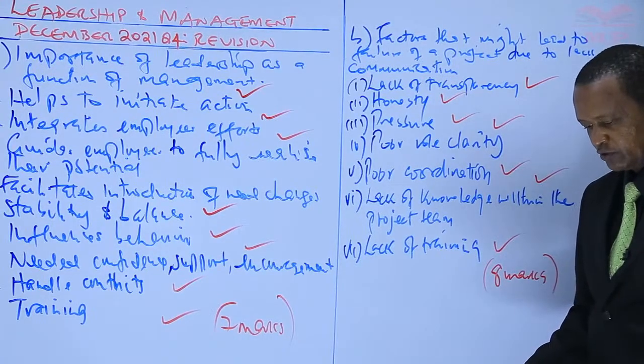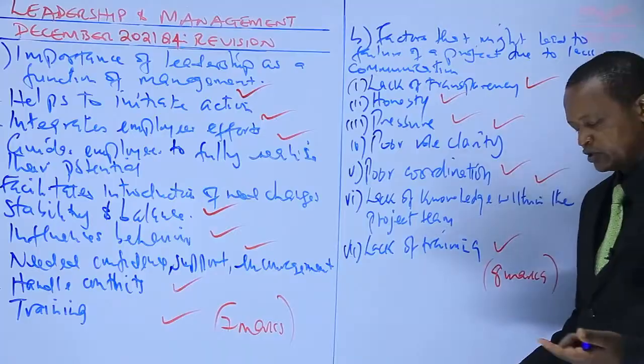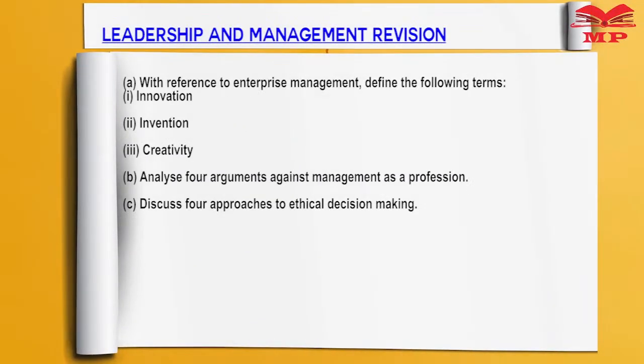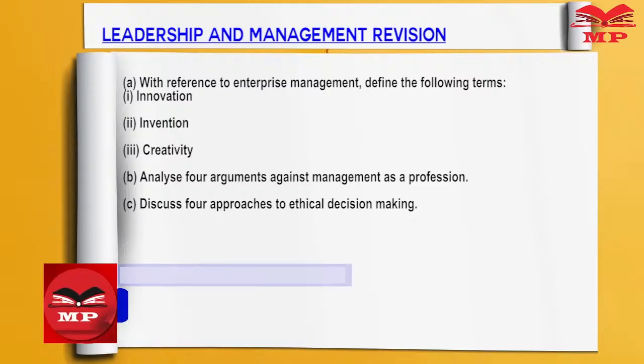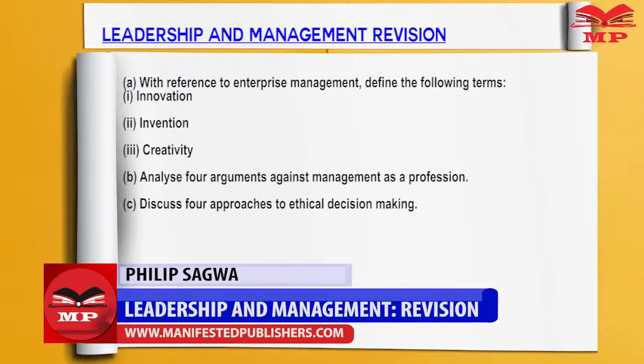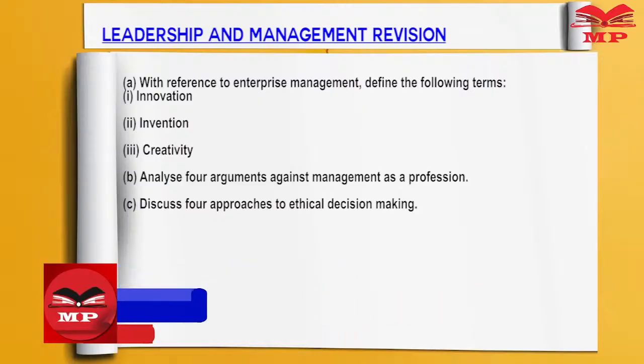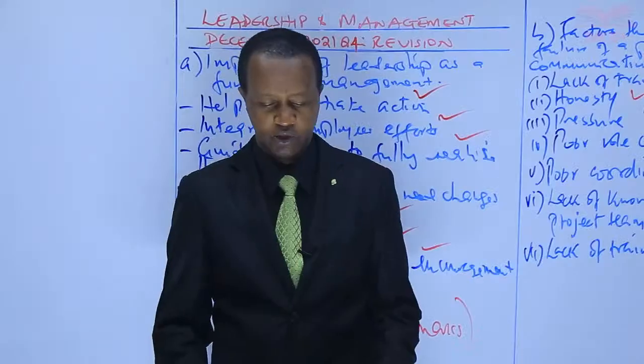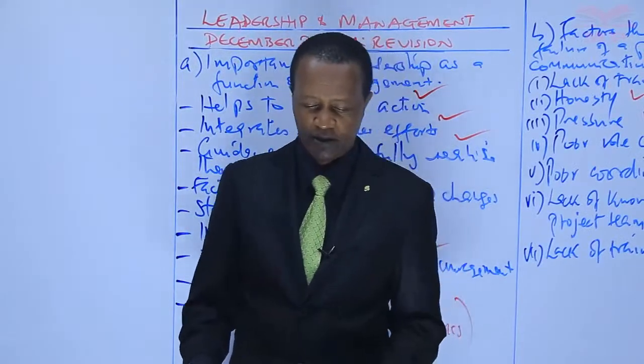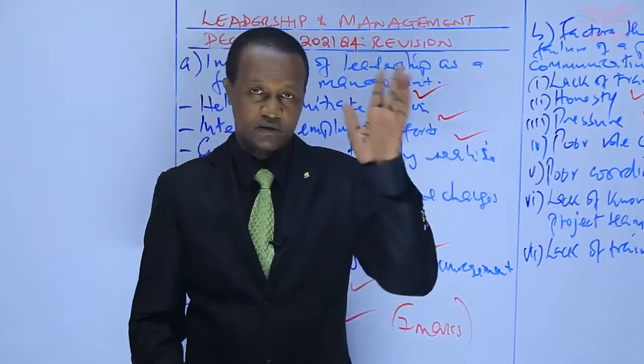We've done question 4. In our next lesson, we are going to do question number 5, which says, with reference to enterprise management, define the following terms. Number 1, innovation. Number 2, invention. Number 3, creativity. B, analyze 4 arguments against management as a profession, 4 marks. C, discuss 4 approaches to ethical decision making, 8 marks. I hope to see you in our next session where we'll answer question number 5. Bye-bye.